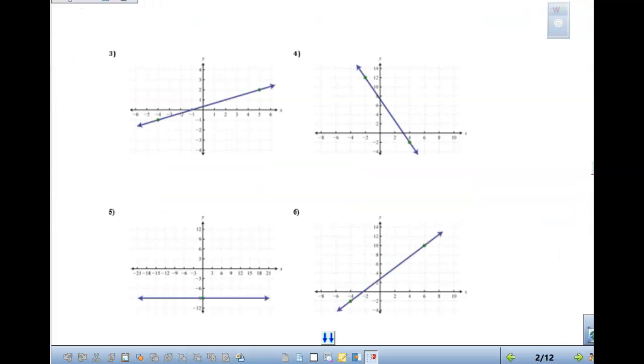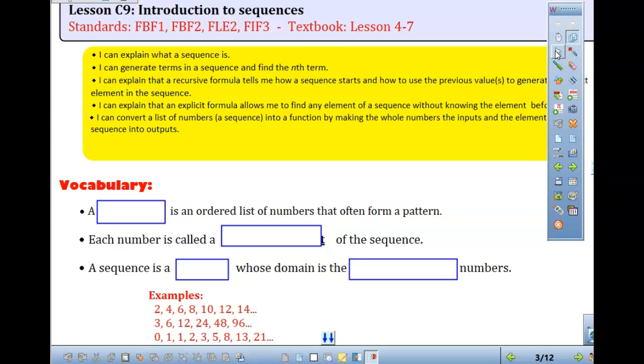Today, 3, 4, and 6 all need work. You need to show me how you got the slope. You need to show me the point slope, and we need to go from there. Okay? Questions on any that I could look at there in Google Classroom.